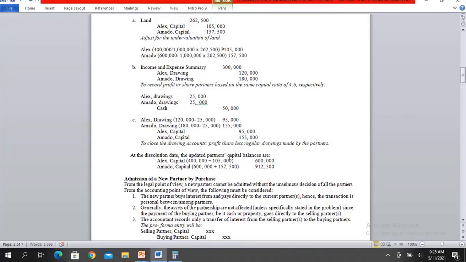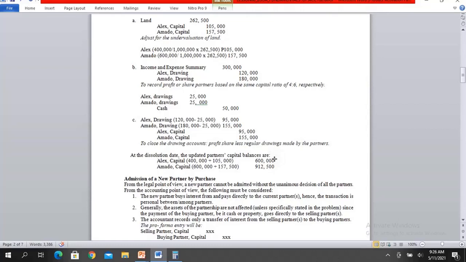Dahil i-update natin yung capital, ang kukunin lang nating amount is yung mga transaction na naka-apekto sa capital account ng mga partners. So, si Alex, may 400,000 siyang capital account noong December 31, 2019. Tapos, before ma-dissolve yung partnership, nag-revalue sila ng asset. So, tumaas yung value ng land. Yung increase sa value ng land, paghahatian nila ni Amado. Yun yung 105,000 na nilagay natin kay Alex na hati niya. So, magkano yung magiging capital balance ni Alex at the dissolution date?